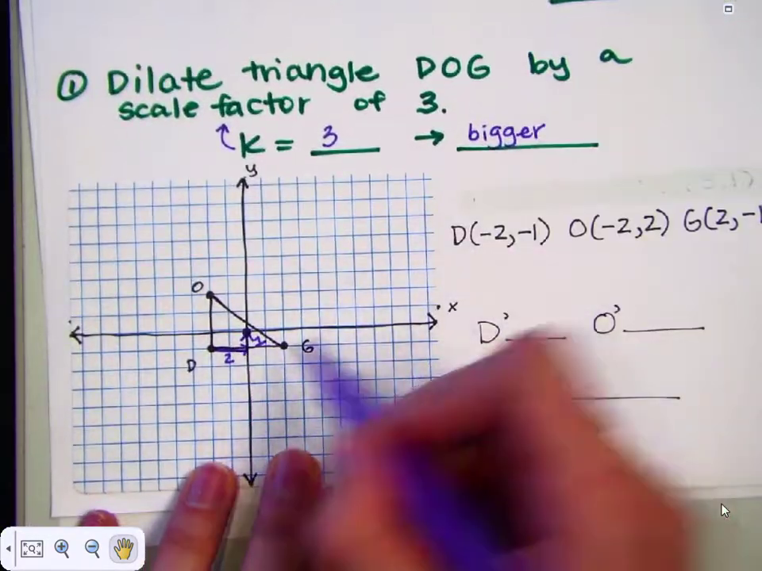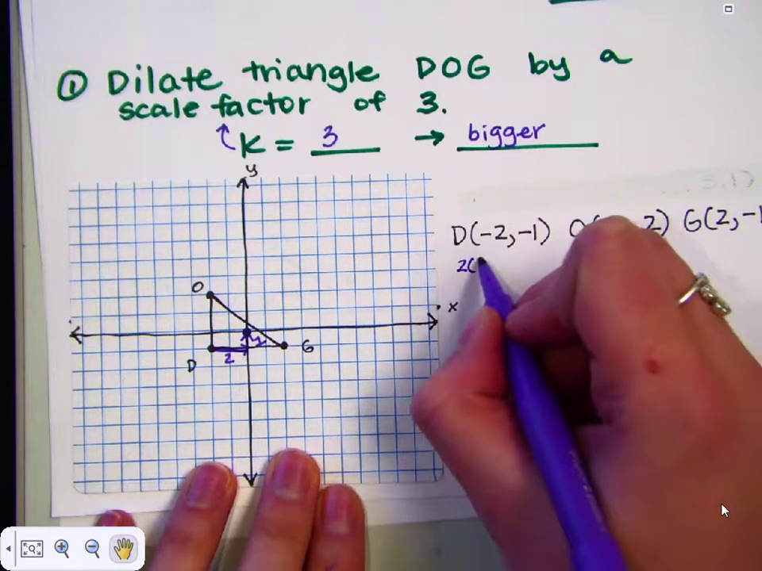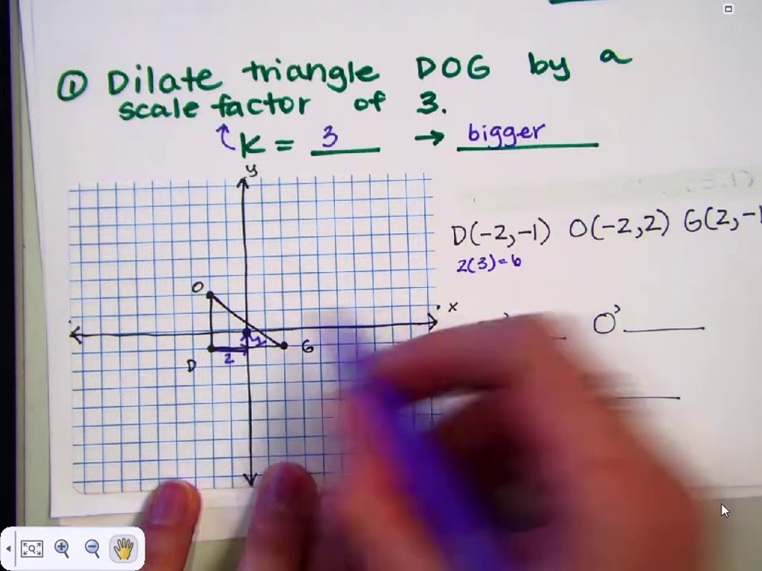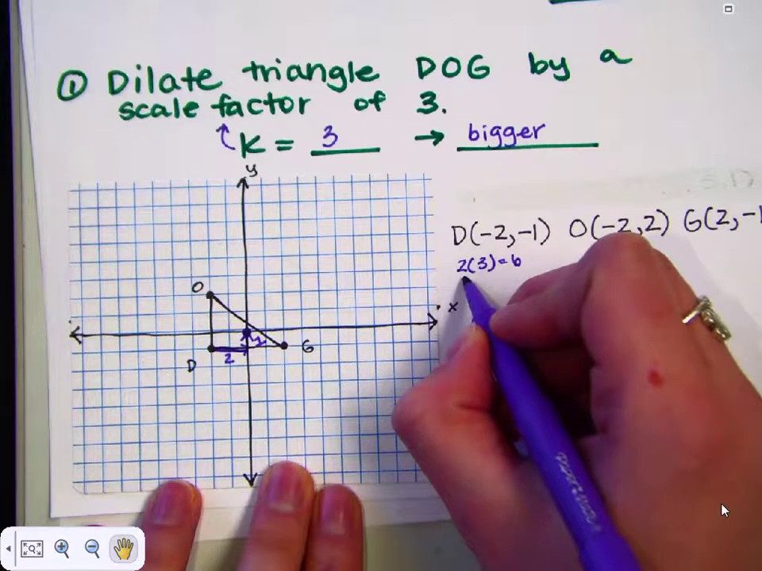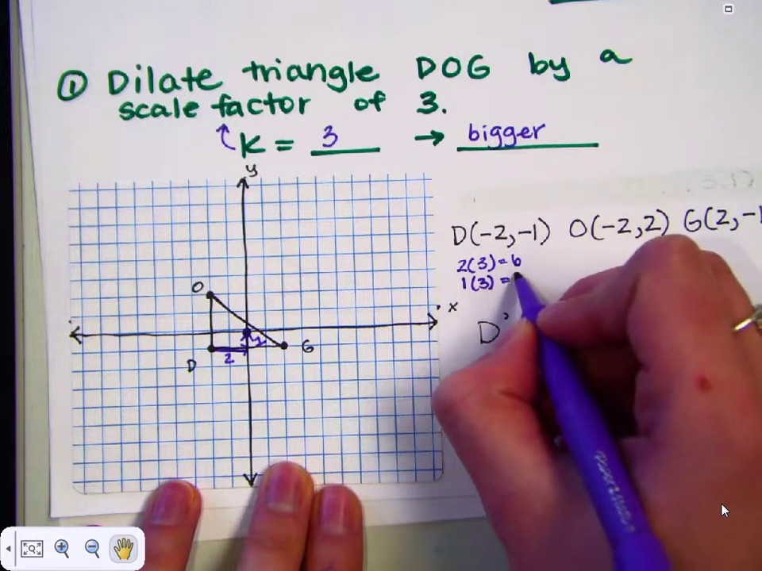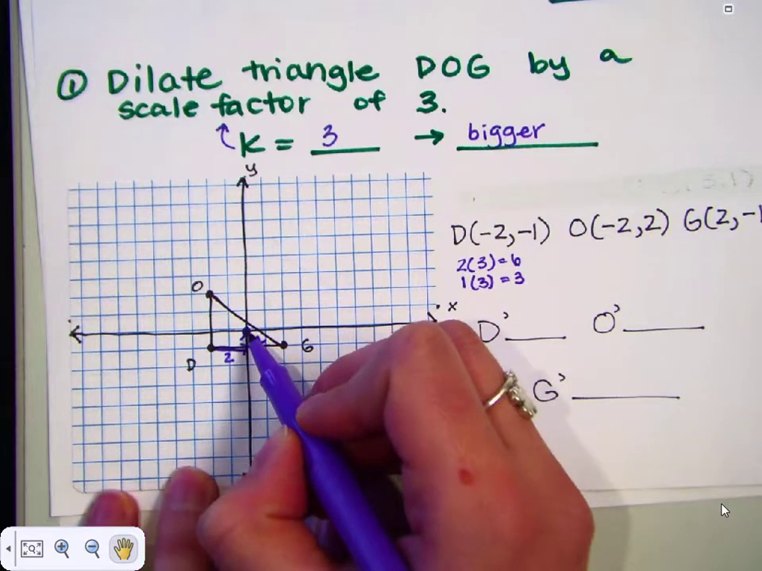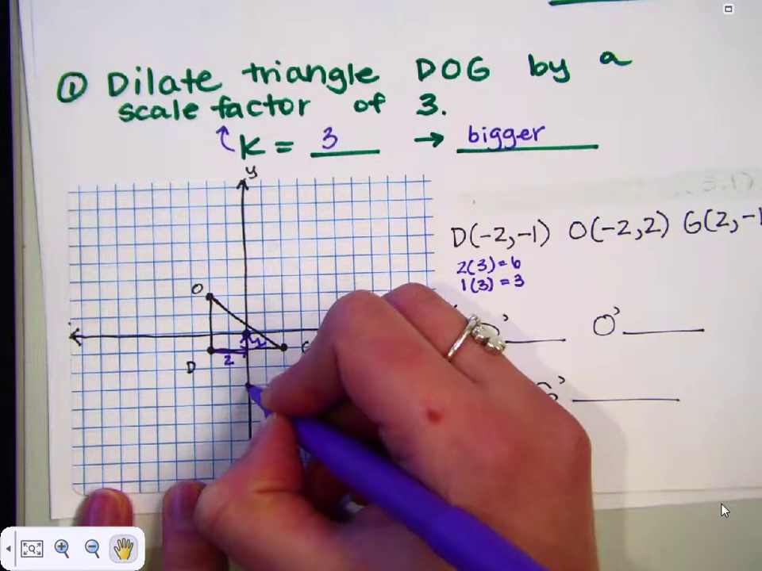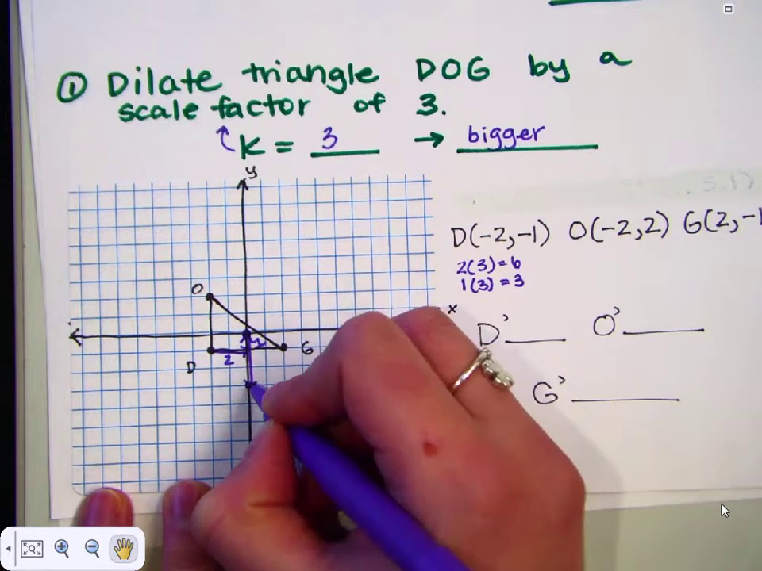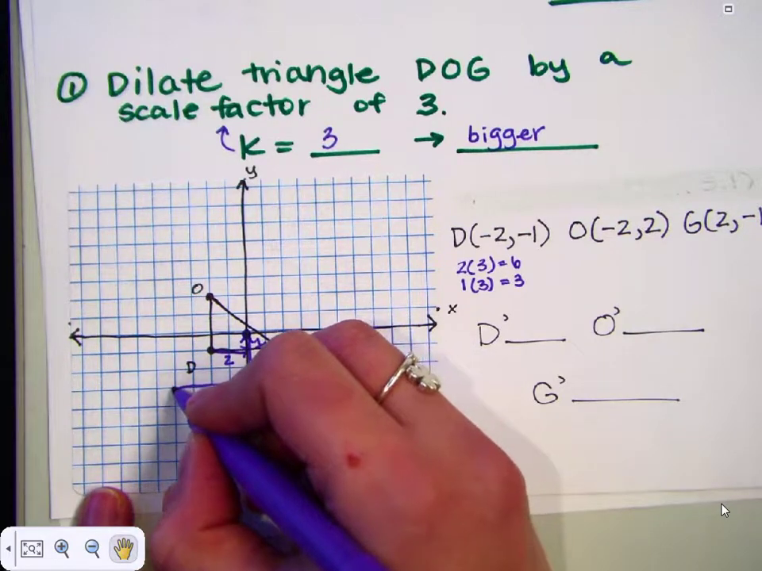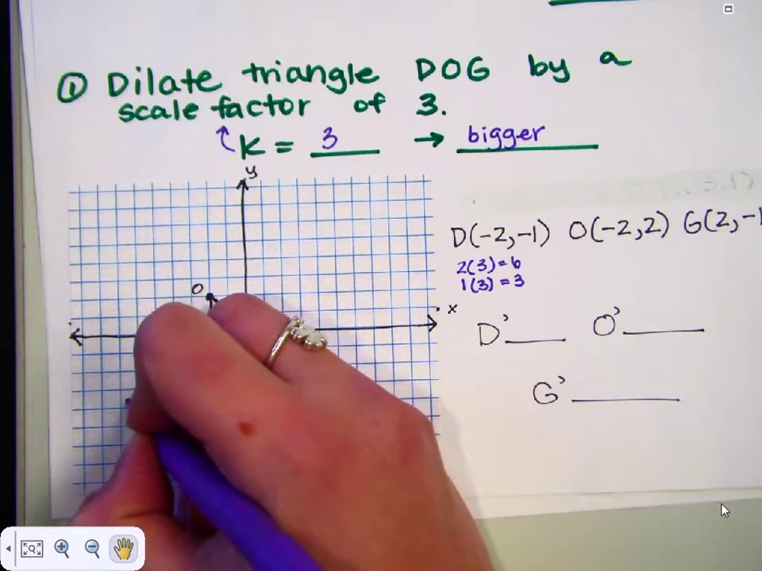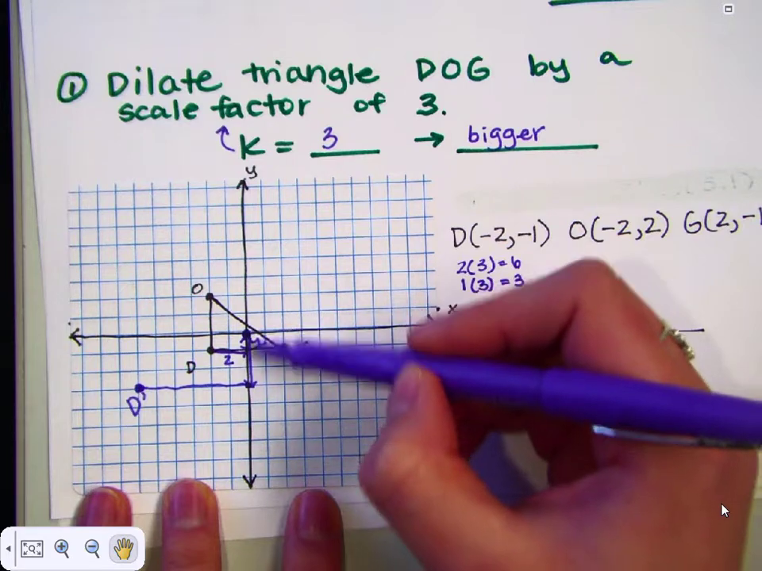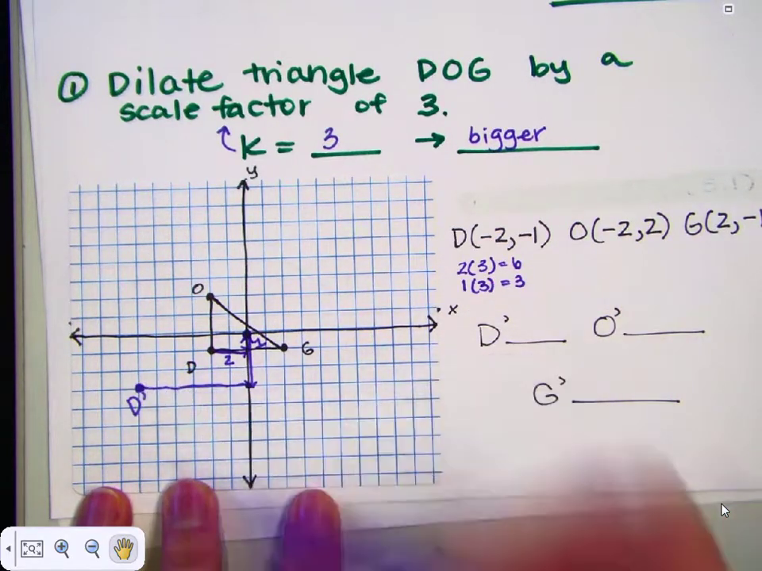So 2 times 3 is 6. So instead of going over 2, I'm now going to go over 6 from the origin. And 1 times 3 is 3, and I'm going to go down 3 from the origin. So I'm going to go down 3, and I'm going to go over 6. So this is going to be my D prime point. If you notice, I tripled each distance, the up distance and the side distance, to get my new point.